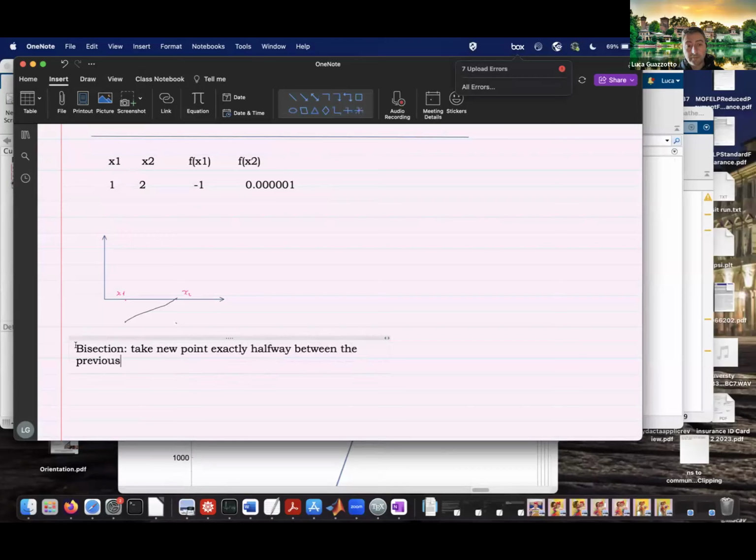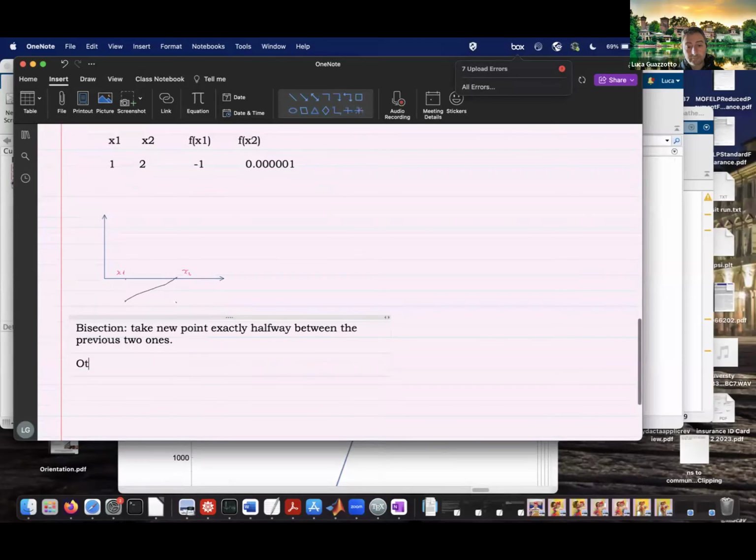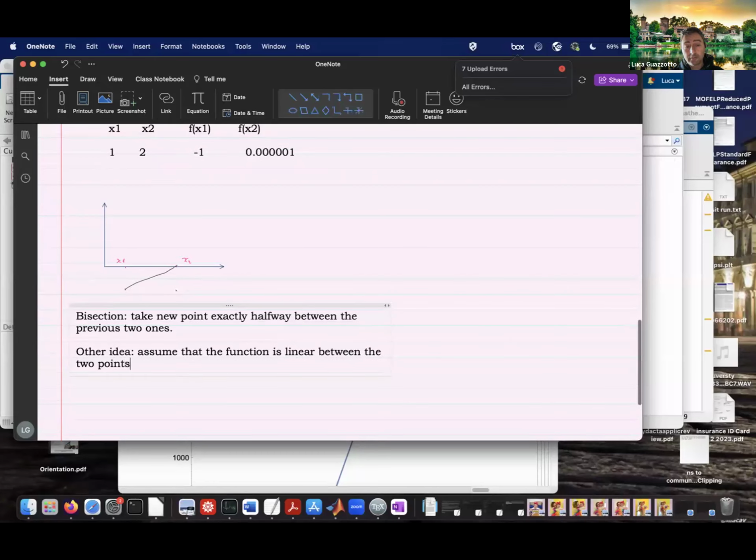Here's what I'm saying. I'm going to assume that the function is linear between these 2 points. And then I'm going to find the zero of the linear function. That's going to be a lot easier than finding the zero of the original function.